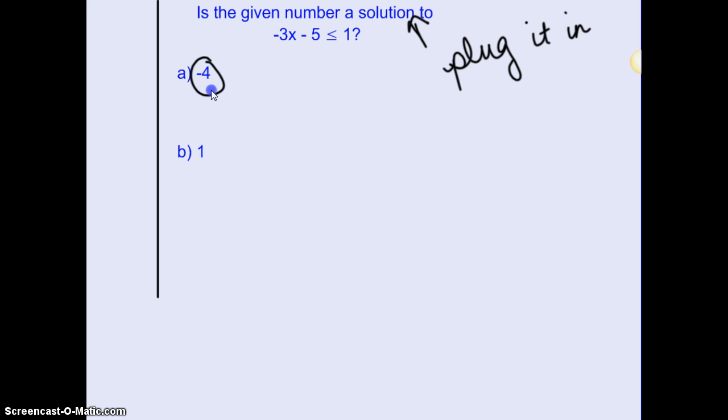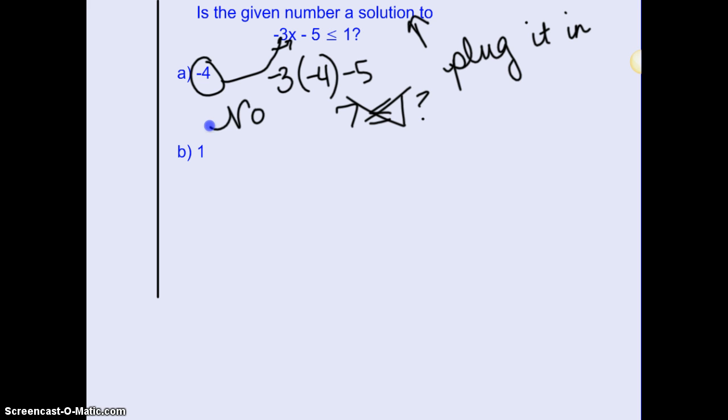So if I was at a football game, they take x out, they put negative 4. Oops, that didn't go exactly right to where it should have been. But negative 3 times negative 4 minus 5. So let's figure out what that is. Negative 3 times negative 4 is 12. Minus 5 is 7. Is that less than or equal to 1? And the answer is 7 is not less than 1. So the answer is no.